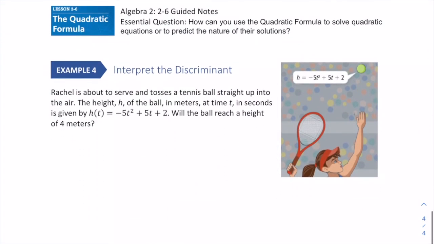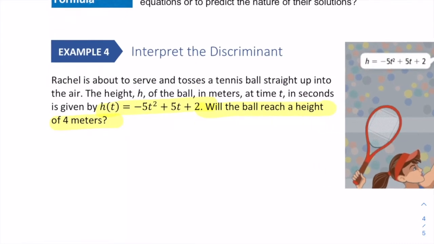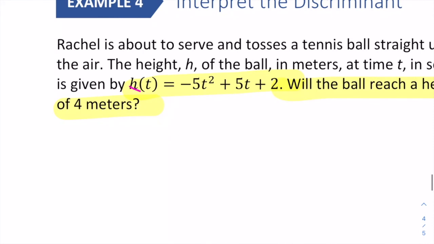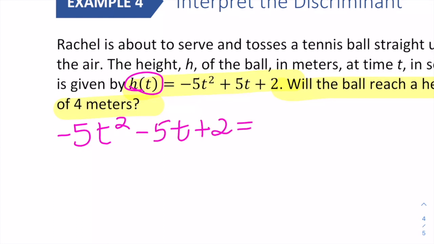So this example asks us to interpret the discriminant. When we consider the equation, we're going to set that equation equal to 4. So we're saying, will it reach a height? Because h of t represents the height. Will there ever be a time where this reaches or equals 4 meters? Before we can use the quadratic formula, we always need to set this equal to 0.